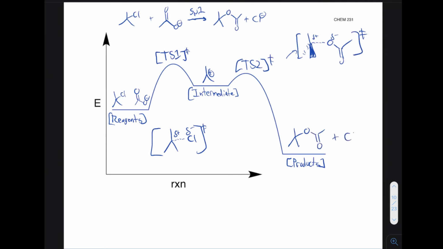Right, and we have finally our products here. Right, these final 2 species that made it through the SN1 reaction. Okay, very similar to the SN2, just again, there's 2 transition states because there is an intermediate from that first step in the SN1 reaction to get to our final products.